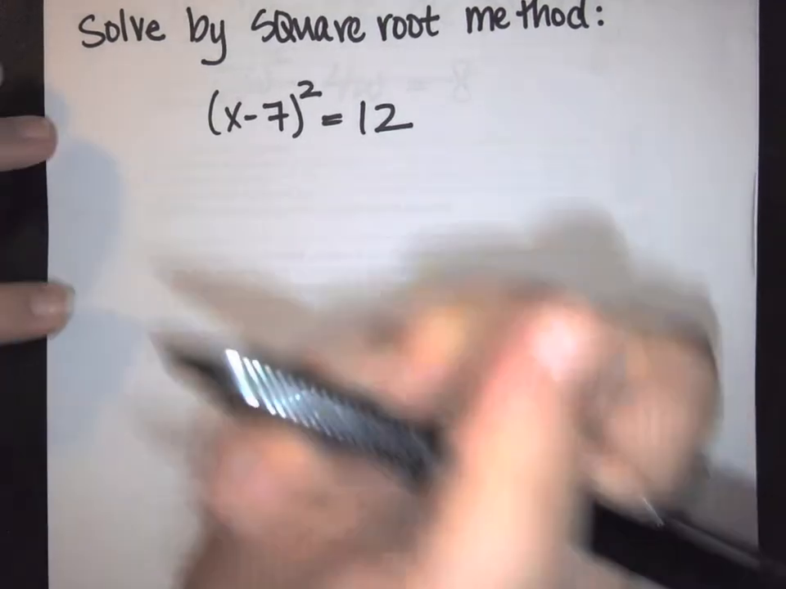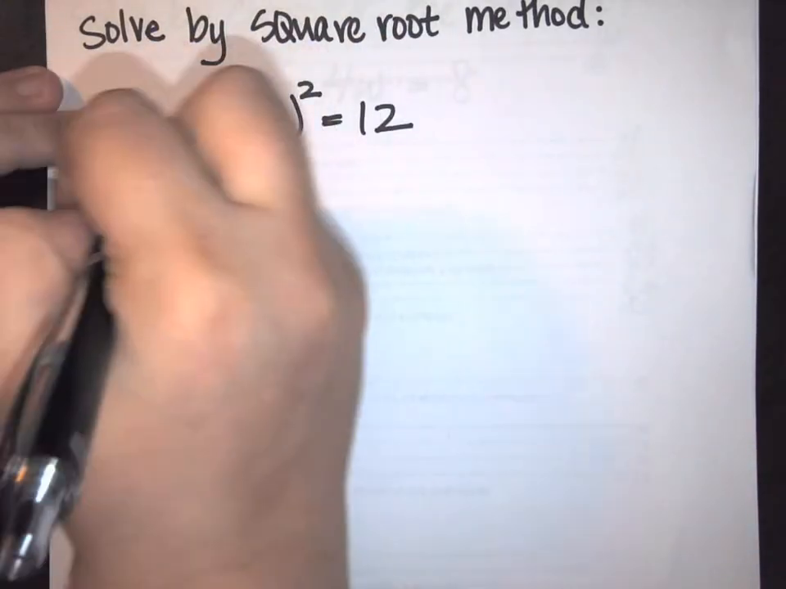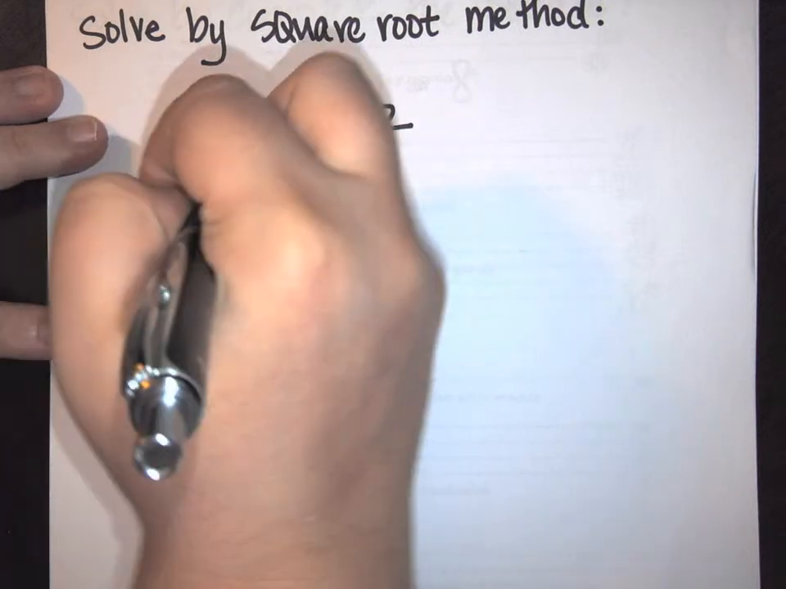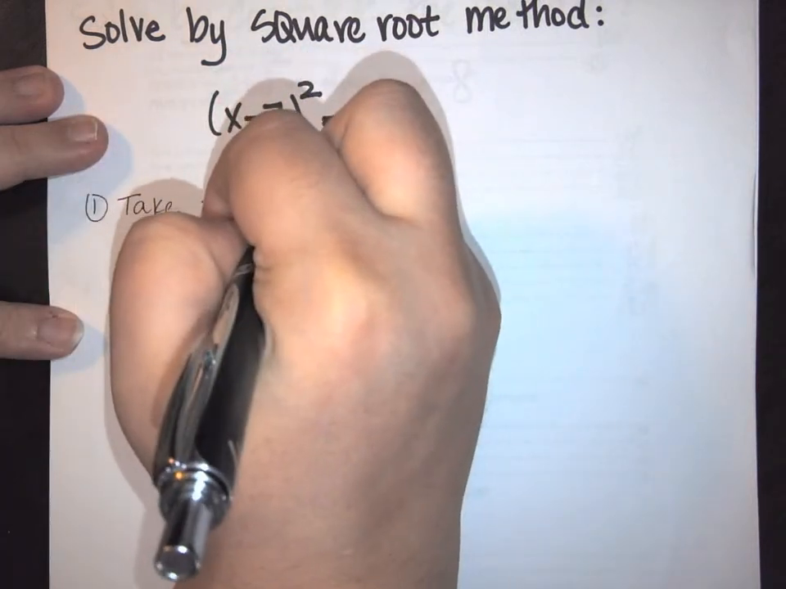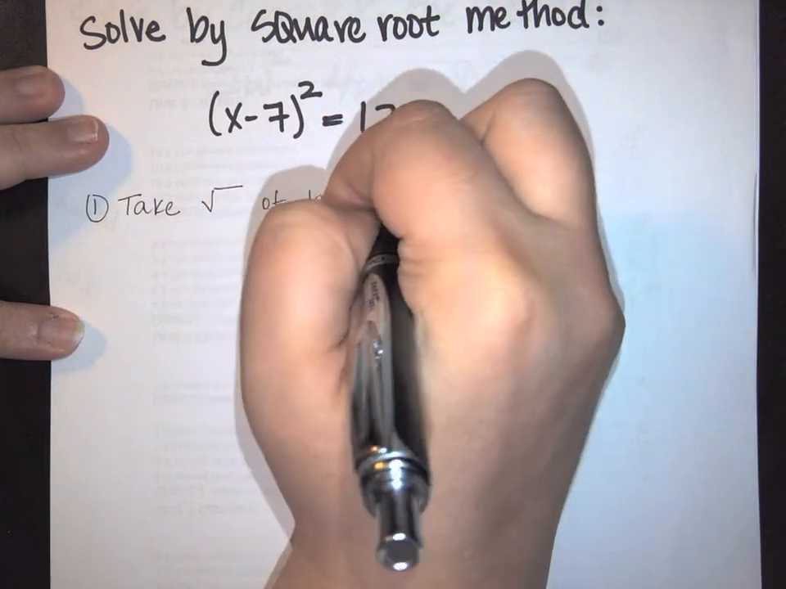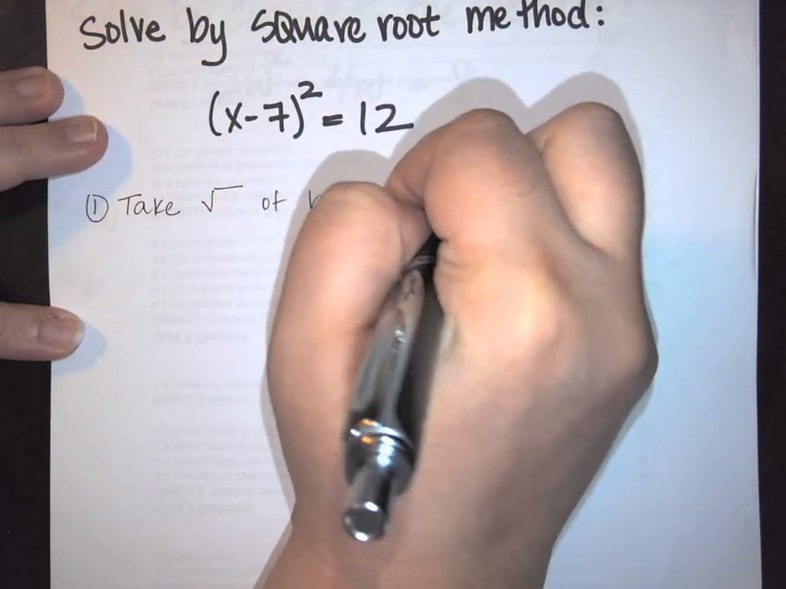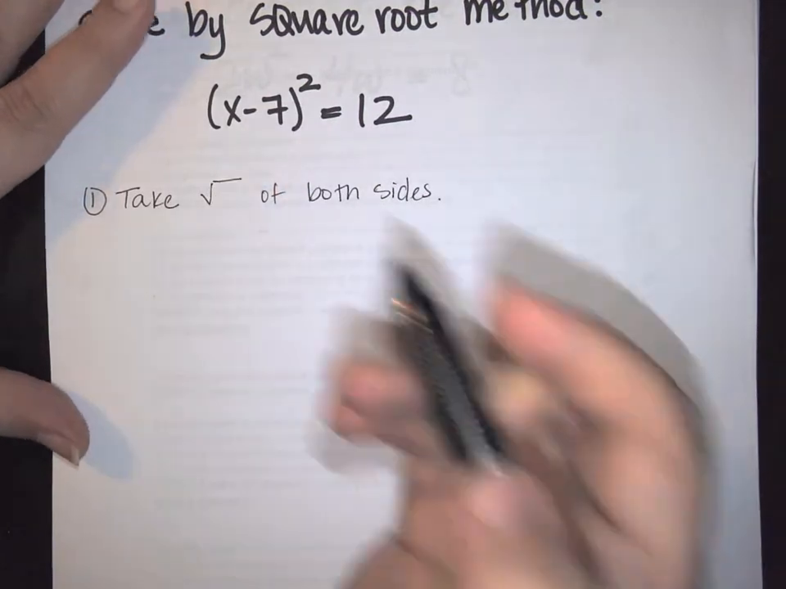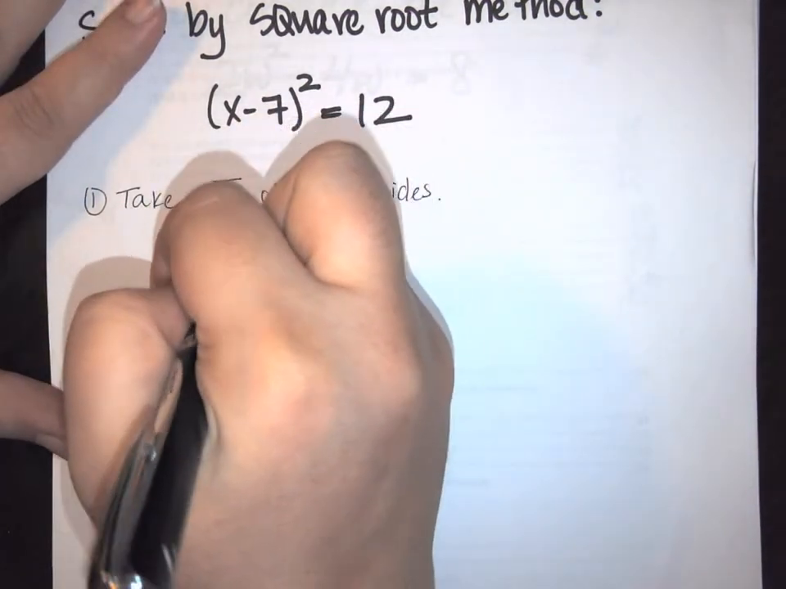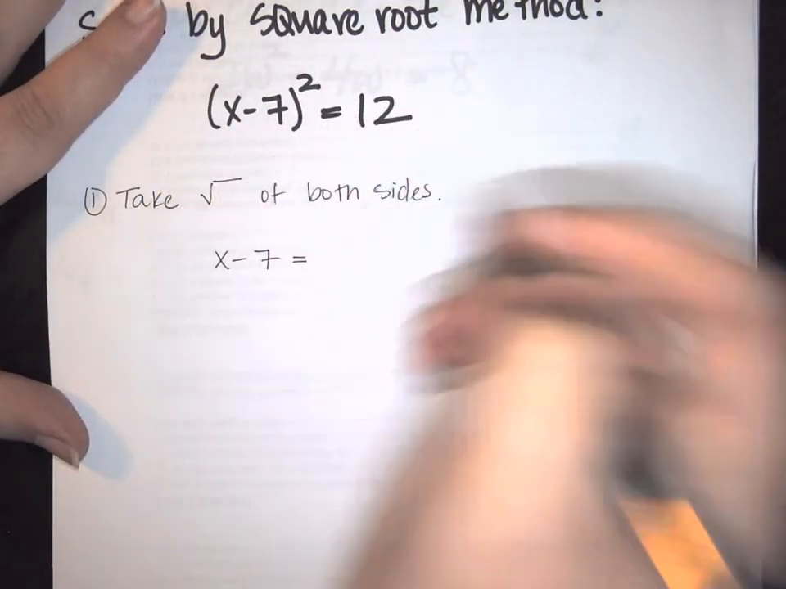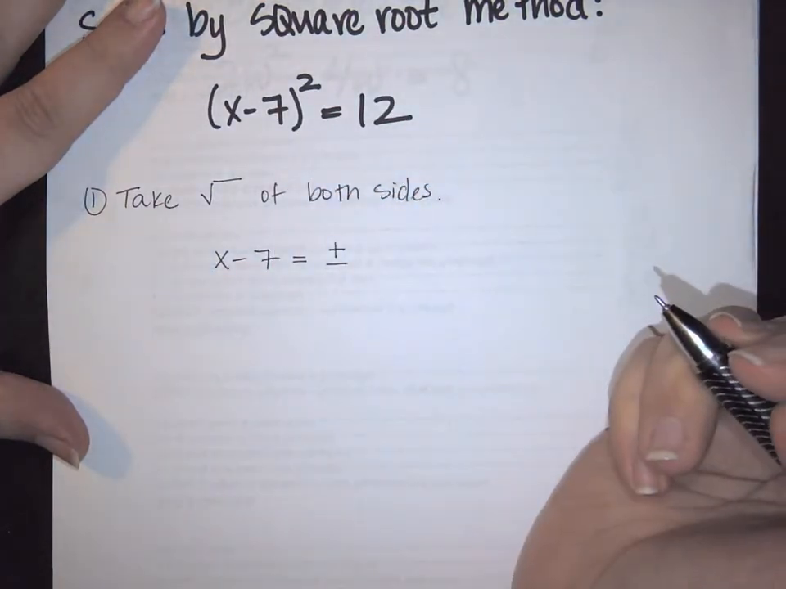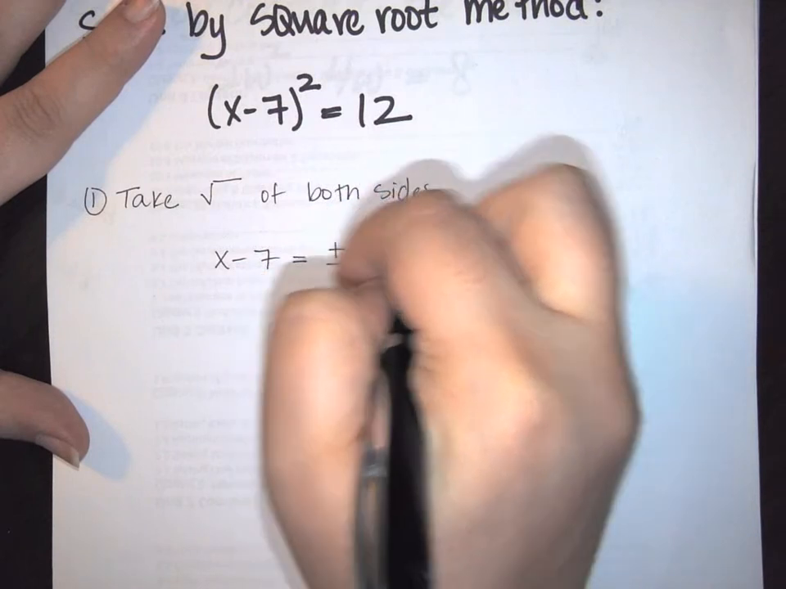So the square root method says the first thing you need to do is take the square root of both sides. So we're going to take the square root of both sides. What that means for my binomial is the square root goes away and leaves me with x minus 7. And then on the other side, we need to remember that taking the square root says we have plus and minus, and this becomes the square root of 12.